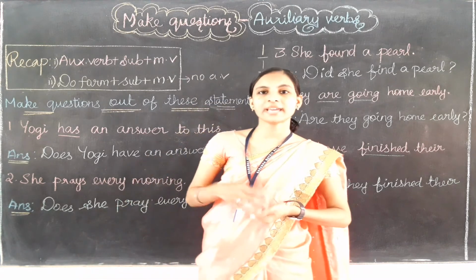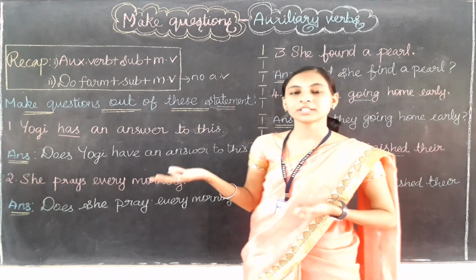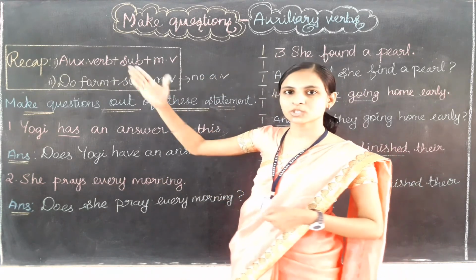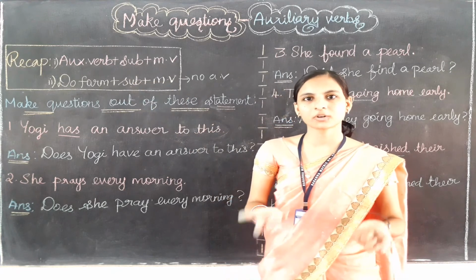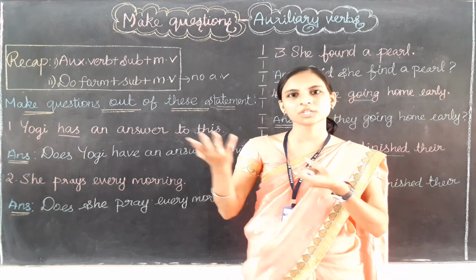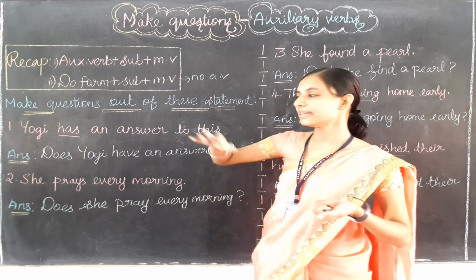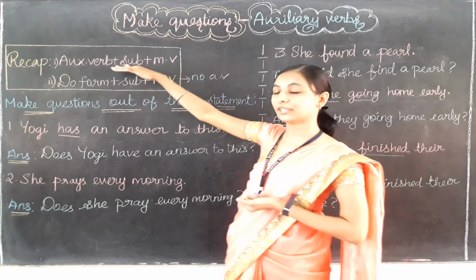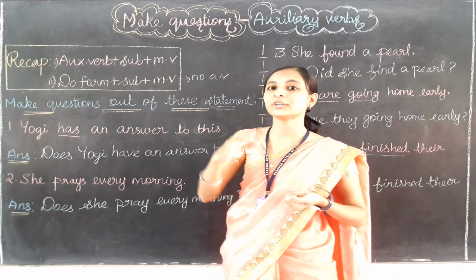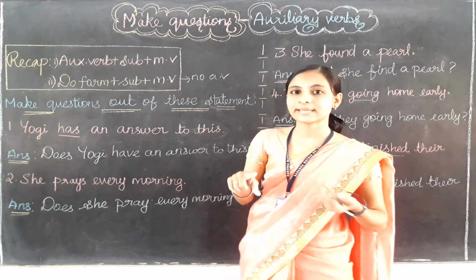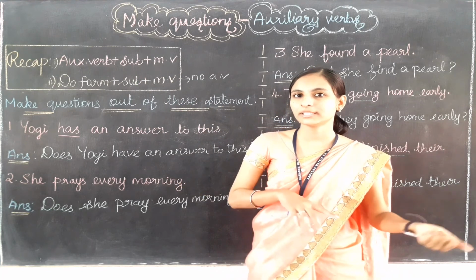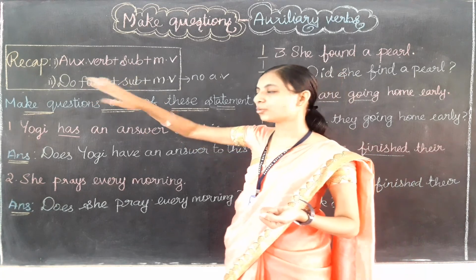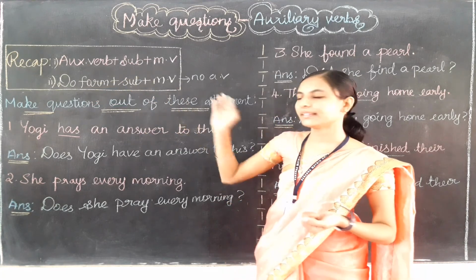Okay children, so we have finished making questions with the usage of auxiliary verbs. You need to remember only these two rules. Whenever you are going to make a question or ask a question to someone, you need to check whether there is an auxiliary verb in the sentence. If there is an auxiliary verb, then we need to apply the first rule. That is, we need to write the auxiliary verb first, then the subject and then the main verb and all other words. If there is no auxiliary verb in a sentence, then we need to use do form verbs and then the subject and the main verb.